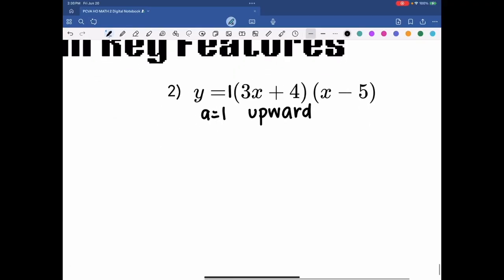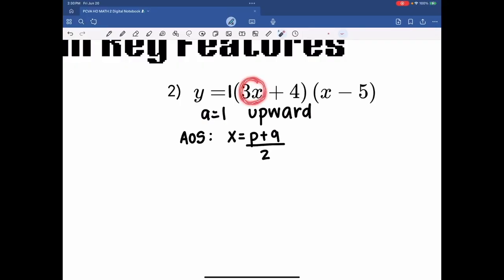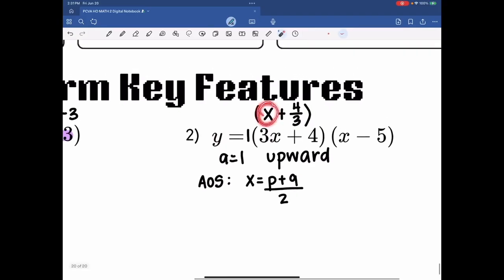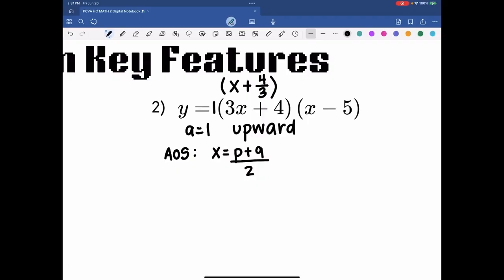Now, if I want to find my axis of symmetry, remember the axis of symmetry formula that we just got done talking about is x equals p plus q divided by 2. But this one's a little bit different because I have a 3 in front right here. So if I were to rewrite this, remember we were factoring, we did that bottoms up where we move it up. So this is technically x plus 4 over 3. And that's important because when we do that p value, it has to be when x is by itself. So I can now say that my p is equal to negative 4 over 3 and my q is equal to positive 5. So I have x equals negative 4 over 3 plus 5, and we're going to divide that by 2.